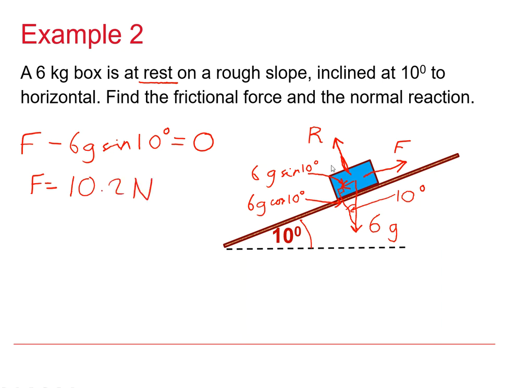Let's now turn our attention to R. So again, we need to choose a positive direction. If we choose the direction that R is in as being positive, then we've got R minus 6g cos 10 degrees equals 0. And so R is equal to 6g cos 10, which is 57.9 newtons.